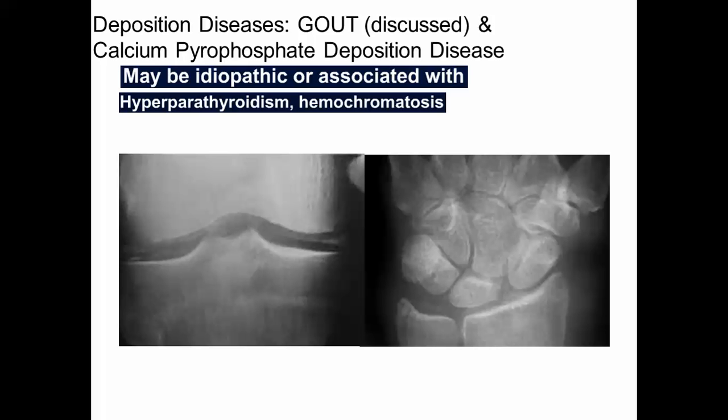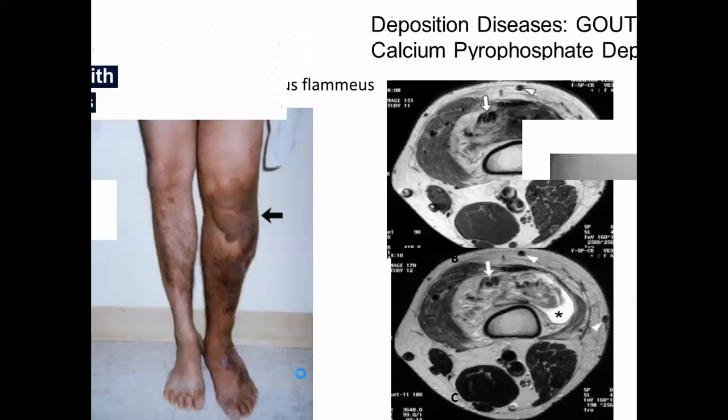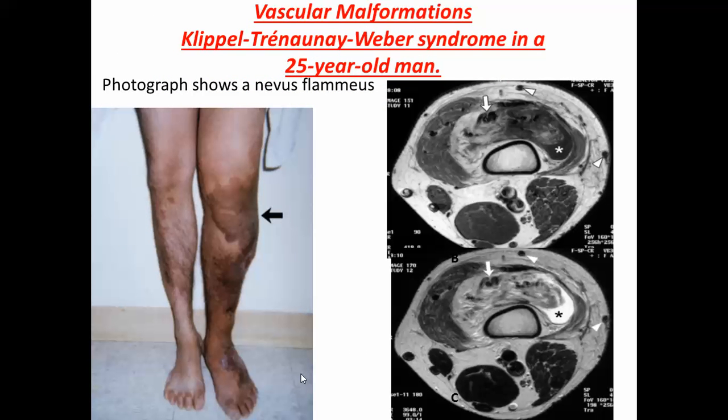Deposition, of course, we know about gout, and then the other type is the calcium pyrophosphate deposition disease, which could be idiopathic or a part of hyperparathyroidism or hemochromatosis. This is the calcification within the joint.